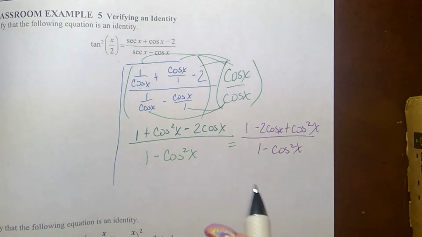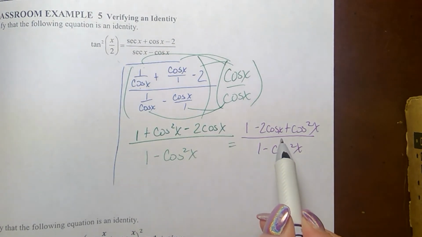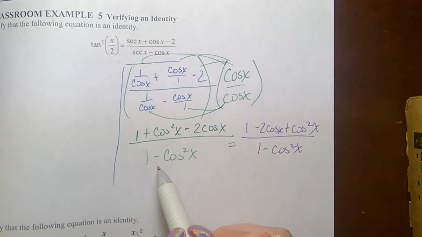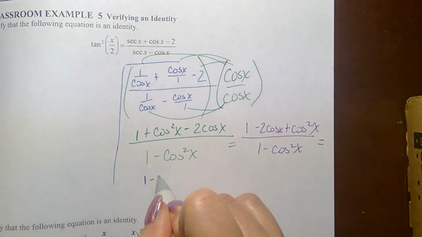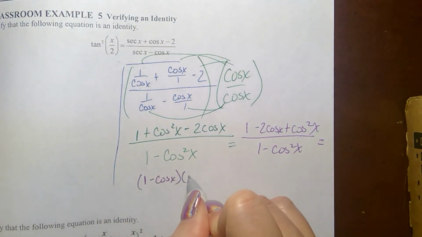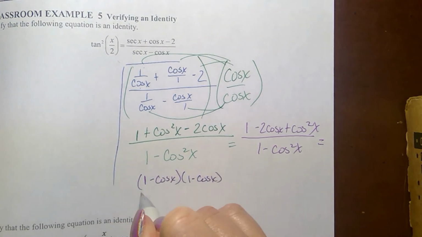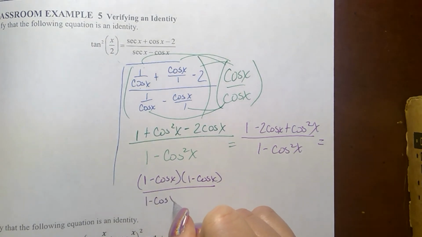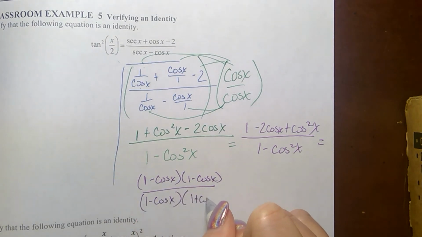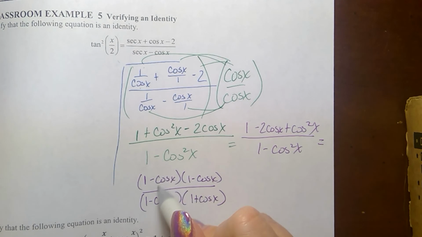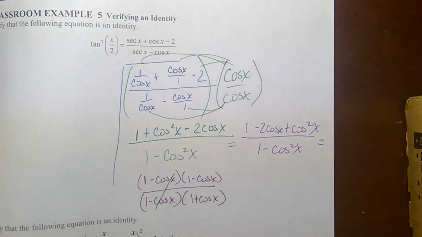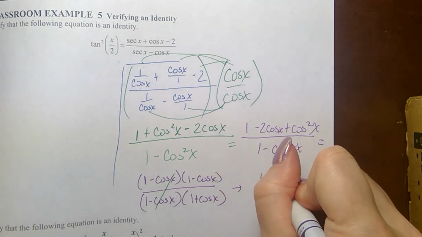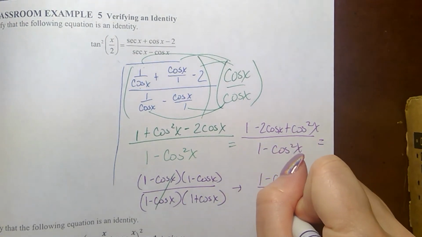When I factor those numerators and denominators, and I'm kind of running out of room, so I've done it weird, instead of going straight down, I went to the right. Now I'm going to go down from this, and I'm going to say my numerator is 1 minus cosine x times 1 minus cosine x. My denominator is 1 minus cosine x times 1 plus cosine x. That factor cancels. And I'm left with 1 minus cosine x over 1 plus cosine x.